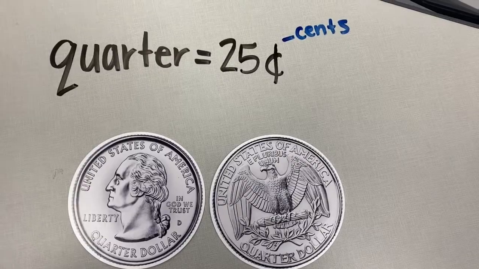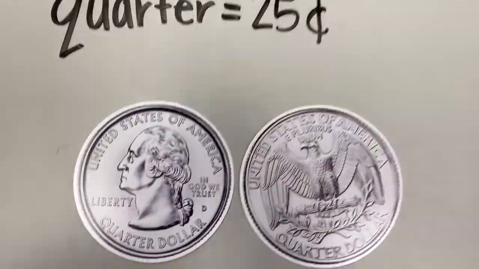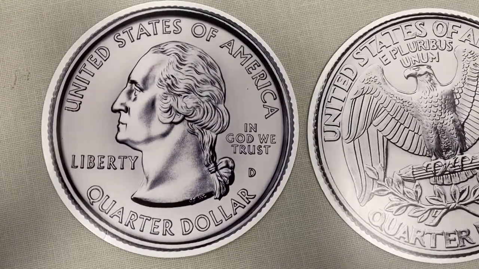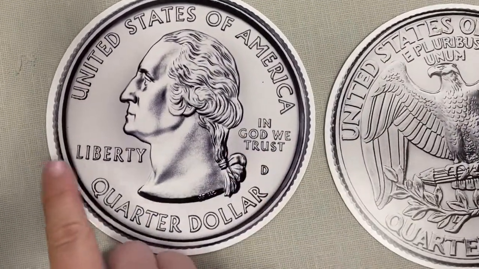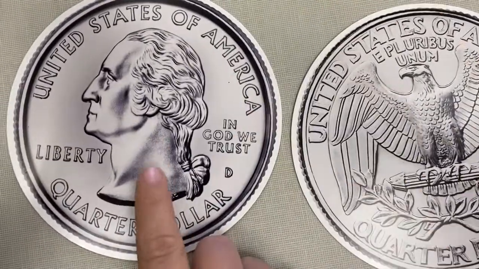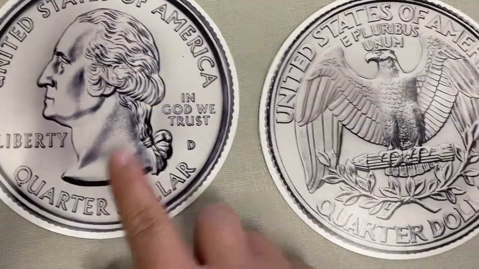Our last coin for today is the quarter. It's worth 25 cents. On the front of the quarter, we again see United States of America, In God We Trust, Liberty, and it says quarter dollar. And the person on the quarter is George Washington. He was our very first president.